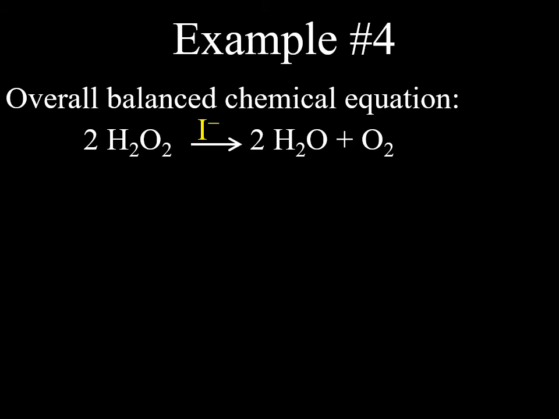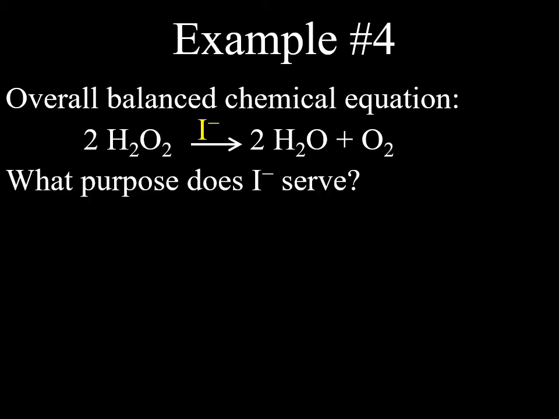Okay, here's another example. Overall balanced chemical equation, got a new equation for you here, and I put I minus above the arrow. Why did I write it like that? What am I trying to tell you about I minus? What purpose does it serve in this reaction? Because I didn't write it as a reactant, I didn't write it as a product, so what am I trying to tell you it is? It's a catalyst.